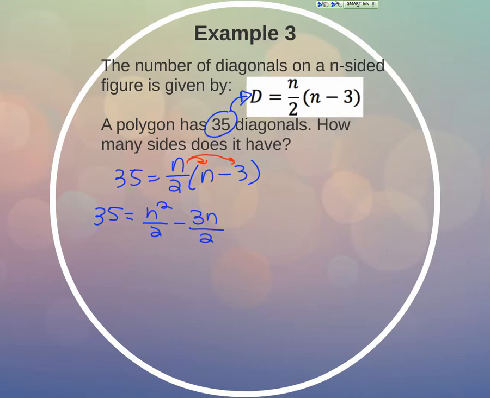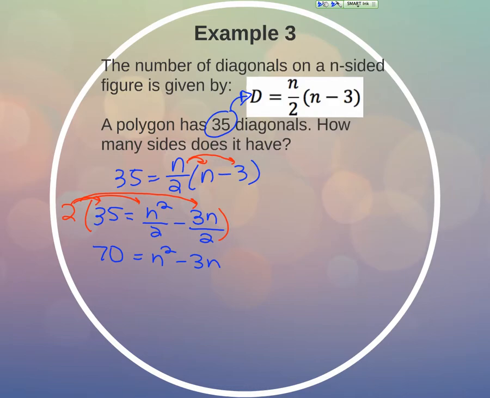When I multiply that out, n times n is n squared, 2 is still in the denominator. N times 3 is 3n, 2 is still in that denominator. Any ideas on how I could get rid of that 2 in my denominator? Absolutely, we're going to multiply it by 2. But keep in mind you have to multiply the whole thing by 2, so every single piece. So that means 35 times 2 is 70 equals n squared minus 3n.